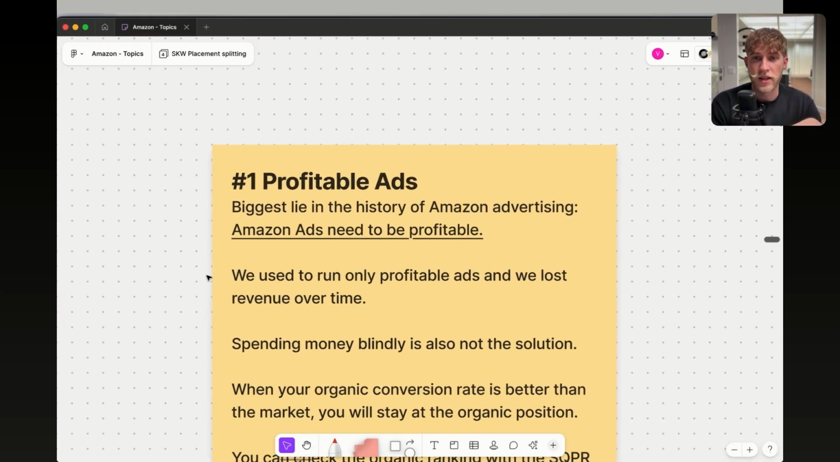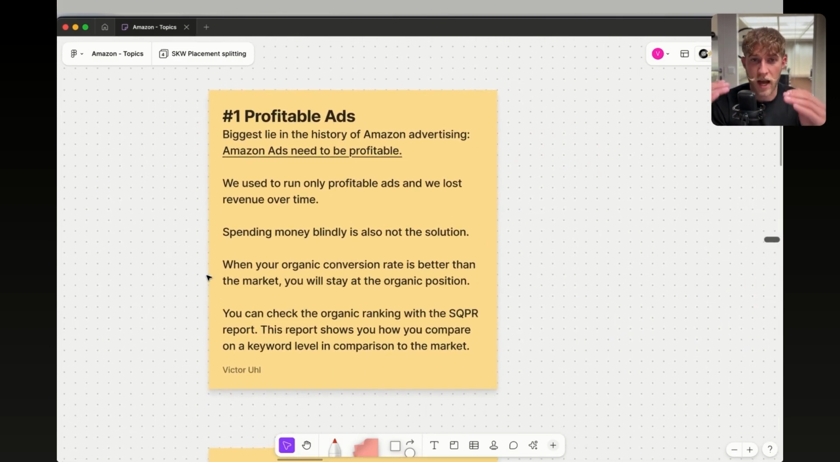When you want to understand what we're doing, we have to discover and destroy 3 important pillars, 3 secrets that nobody wants to let you know. And the first secret is about profitable ads. In my opinion, it's the biggest lie in the history of Amazon advertising. People say Amazon ads need to be profitable, which is far from the truth.